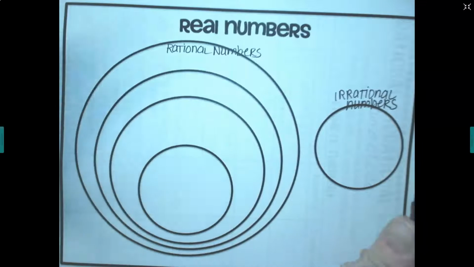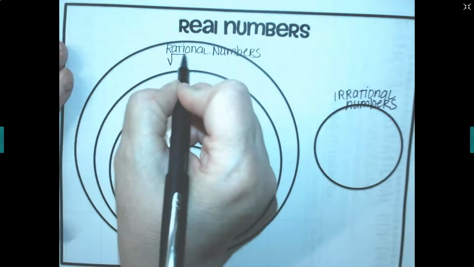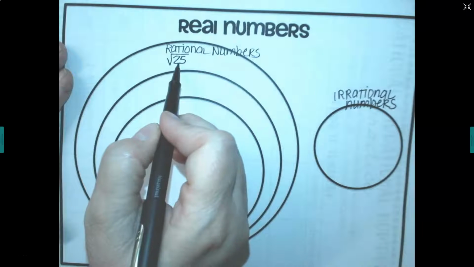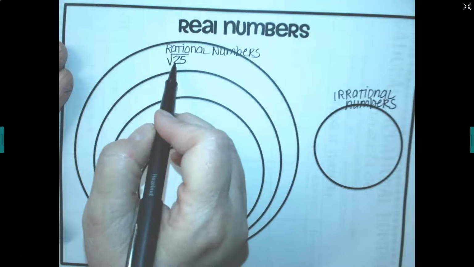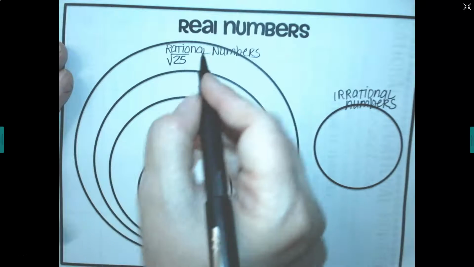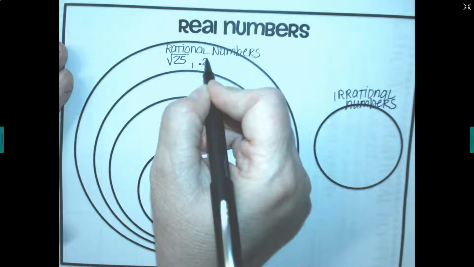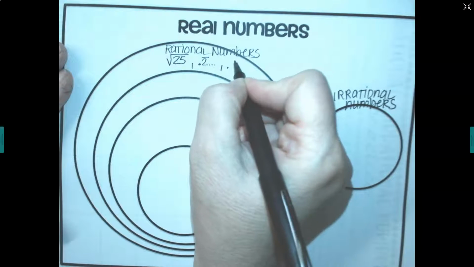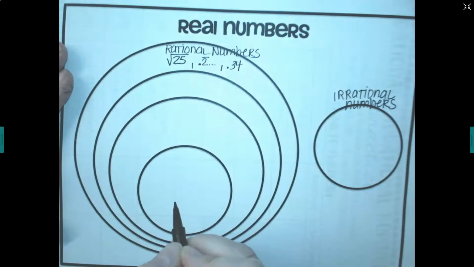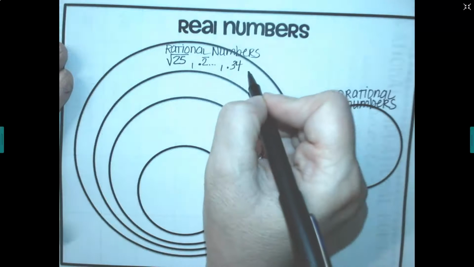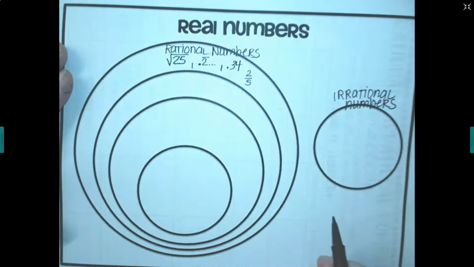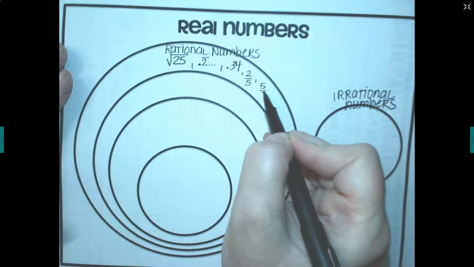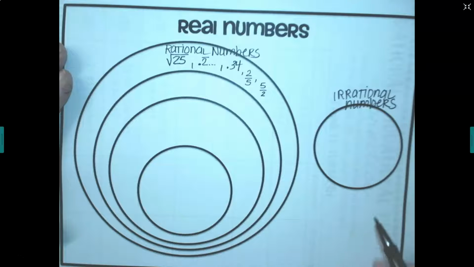Okay, so rational numbers, let's give some examples. Like I said on the other side, if you have the square root of a perfect square, because 25 is 5 times 5, that's a perfect square, the answer would be rational. If you had a repeating decimal, that would be rational. If you have a terminating decimal, that would be rational. If you have an improper fraction made from integers, that is rational.